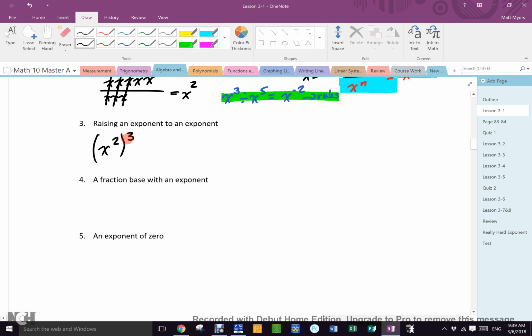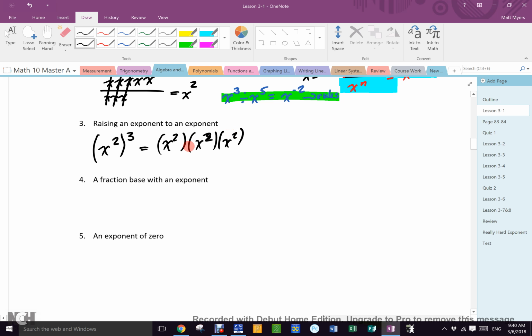Now, a great many of you already know the shortcut, but just to remind you, what does this mean? What is the base in this expression? X squared is the base. So, and that 3 means x squared is happening how many times? Thrice. Now, we remember from the first law that when I multiply, I add, right? So 2 plus 2 plus 2.